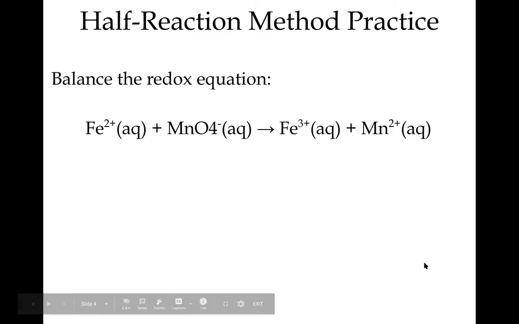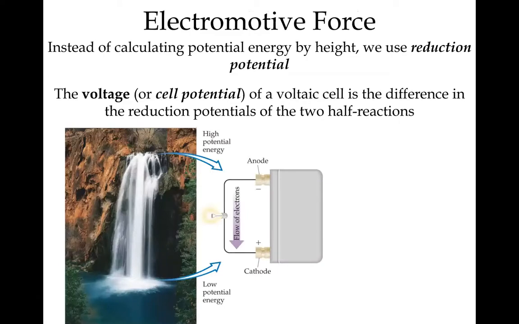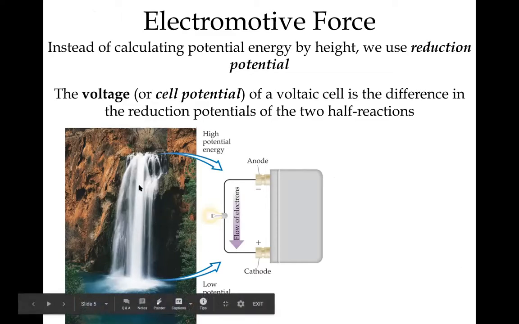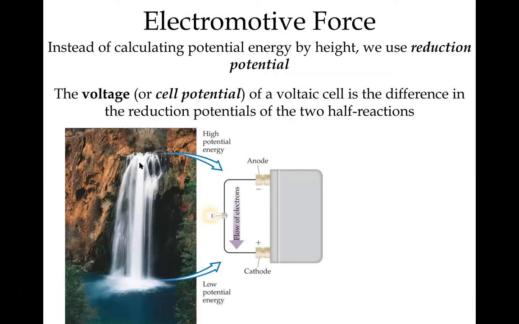Here's another one too. Maybe this is the one that's in the book. One of them's in the book. So, okay, that brings us to reduction potential, okay? And like I said at the very beginning, instead of looking at potential energy by height, so if we have a waterfall, there's going to be high potential energy at the top of the waterfall, and it's going to get less and less as it approaches the bottom.